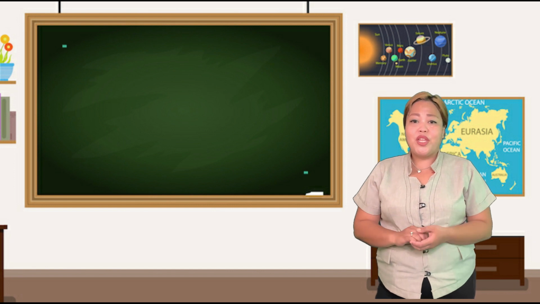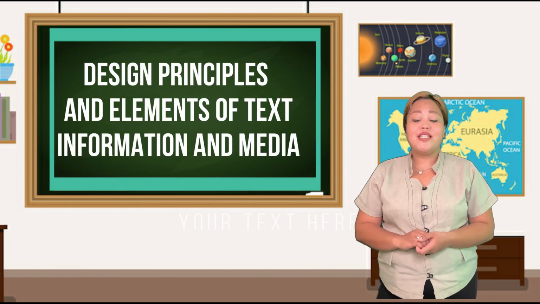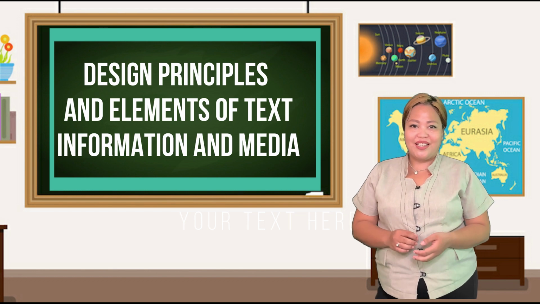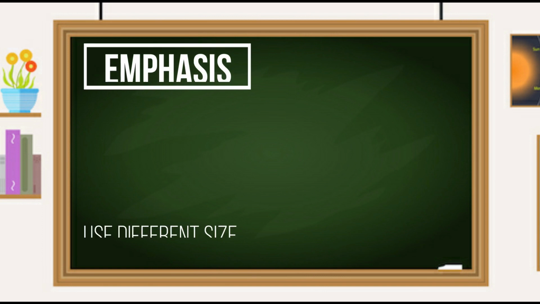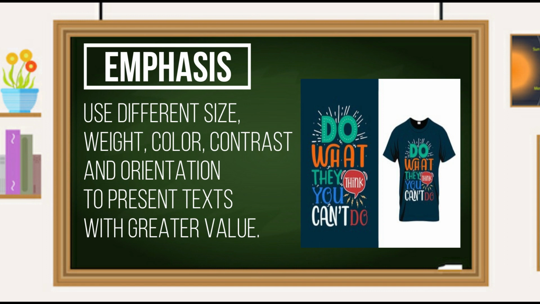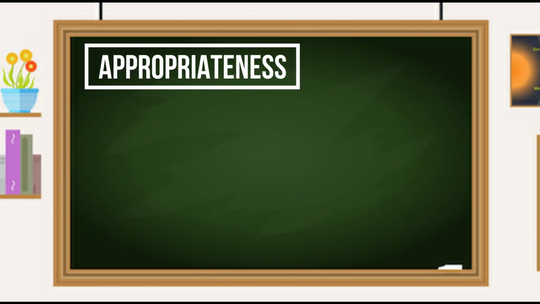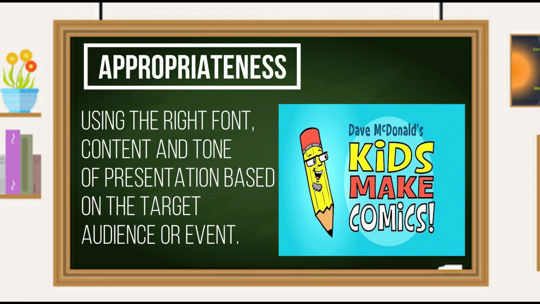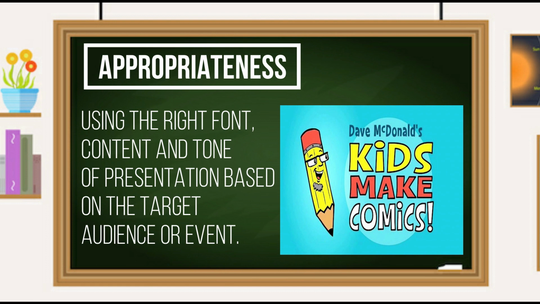Class, did you know that there are 5 design principles and elements to text information in media? These are the following. Emphasis. Use different size, weight, color, contrast, and orientation to present text with greater value. Appropriateness. Using the right font, content, and tone of presentation based on the target audience or event.